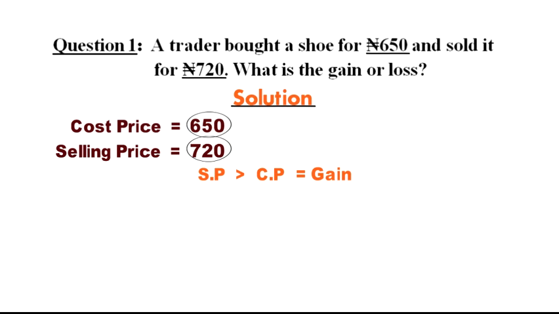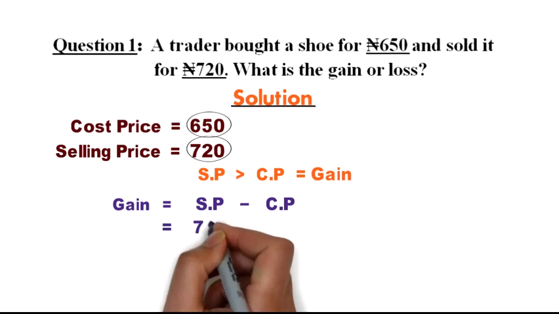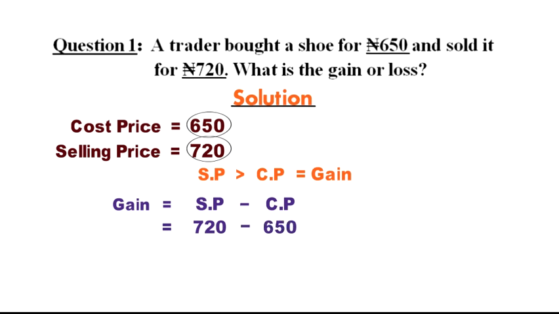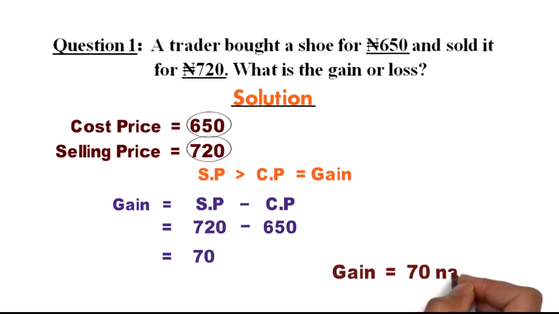Next, we need to calculate the gain. Gain is equal to selling price minus cost price. Next, we will put our values into the formula. This gives us gain is equal to 720, which is the selling price, minus 615, which is the cost price. So, this is equal to 105. Therefore, the gain is equal to 105 naira. Very simple, isn't it? Next, let's solve another example.